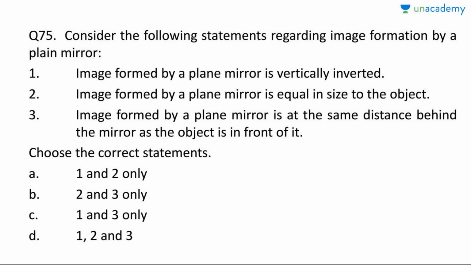Image formed by a plane mirror is equal in size to the object. Yes. You just stand in front of the mirror, right? It is laterally inverted. Your right hand becomes its left hand and so on. It is 100% equal in size. And the image formed by a plane mirror is at the same distance behind the mirror as the object is in front of it. You can do the experiment right now. Just stand in front of a dressing mirror. Answer here is B, that is 2 and 3.